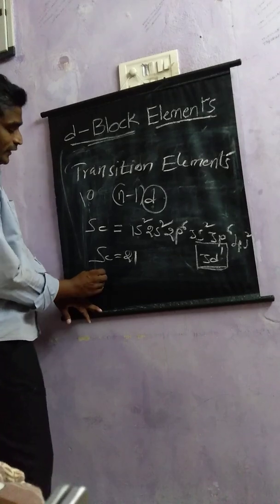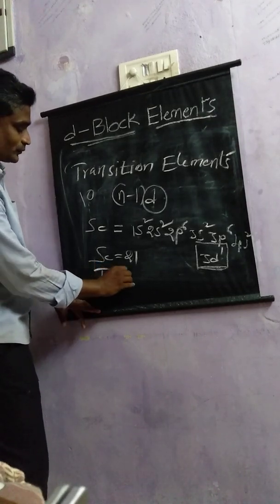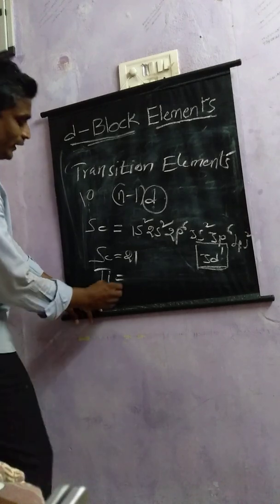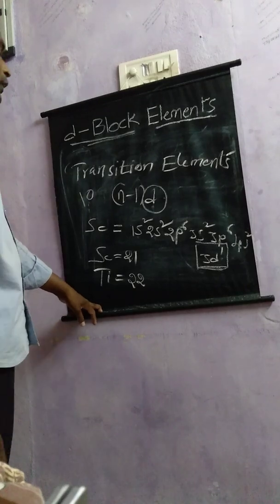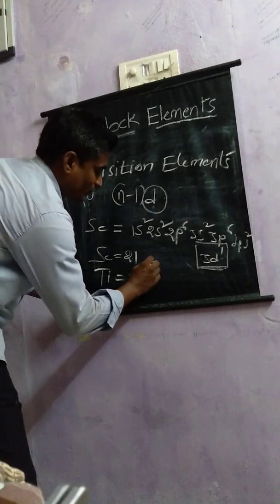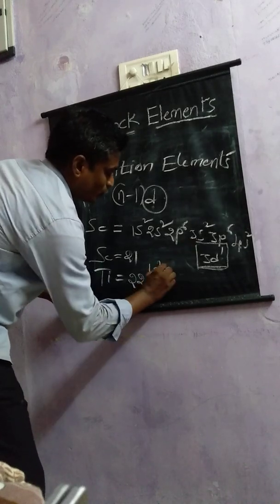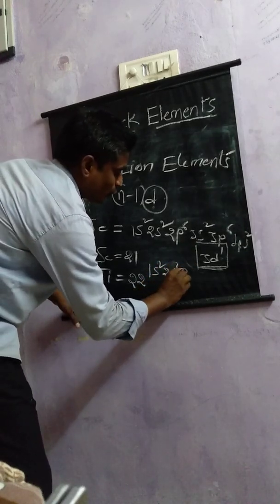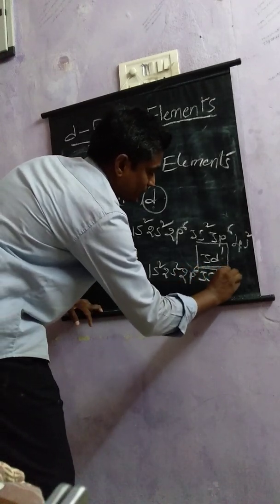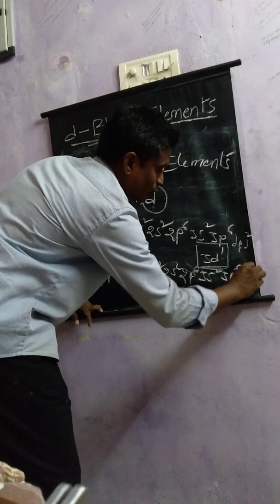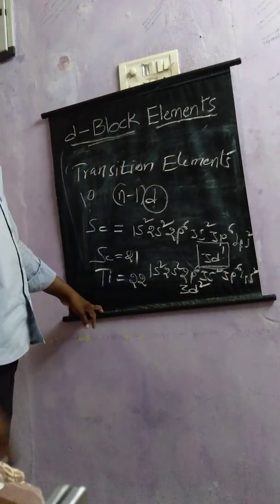Coming to another element, that is titanium. Atomic number is 22. The configuration, I am writing, is 1s2, 2s2, 2p6, 3s2, 3p6, 4s2, and finally 3d2.